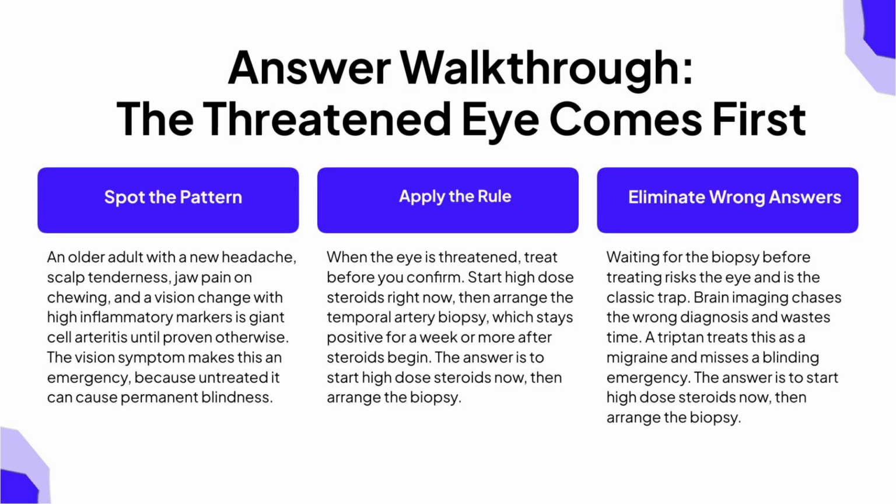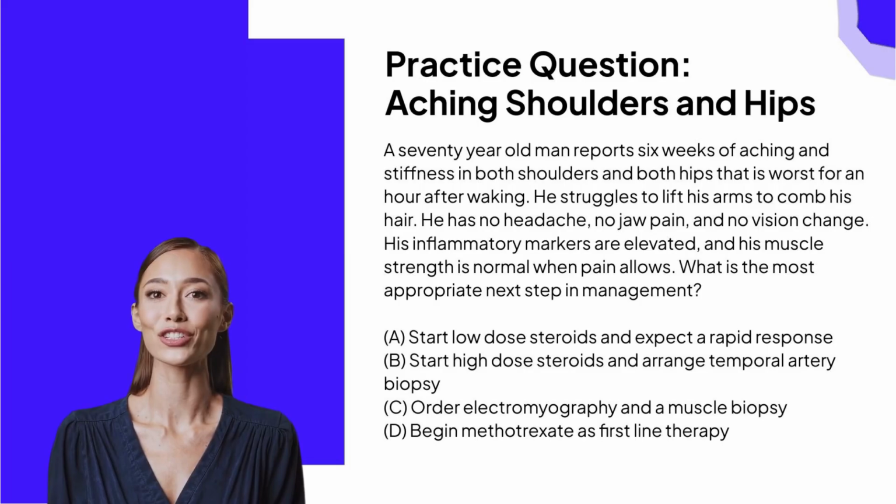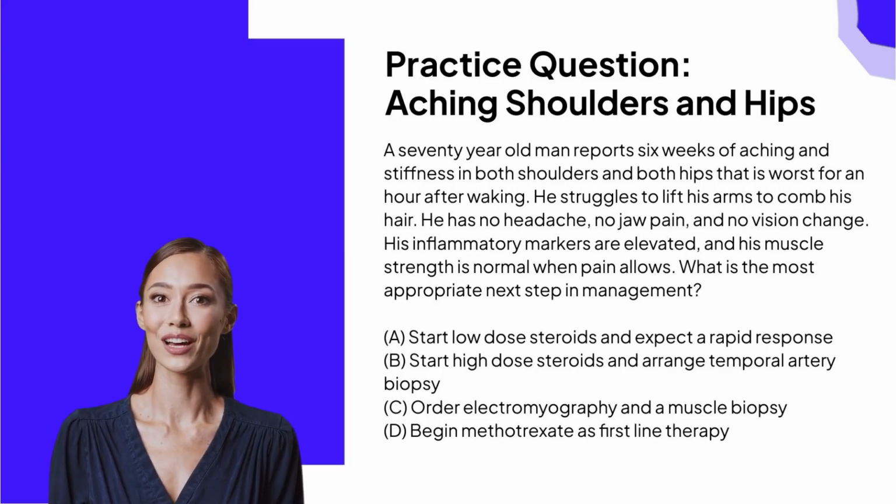Waiting for the biopsy before treating risks the eye and is the classic trap. Brain imaging chases the wrong diagnosis and wastes precious time. A triptan treats this as a migraine and misses a blinding emergency. The correct answer is to start high-dose steroids now and then arrange the biopsy. Here is our second practice question, and this one tests polymyalgia rheumatica.